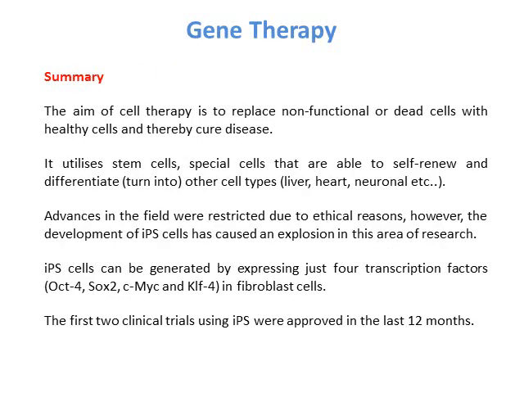So just to summarise then, the aim of cell therapy is to replace non-functional or dead cells with healthy cells and thereby cure disease. It does this by using stem cells, and in particular these pluripotent stem cells, which have the potential to turn into any other cell type. Now, for many years, the use of pluripotent stem cells was really limited due to ethical reasons. You had to get these things from embryos. But the development of induced pluripotent stem cells, the work of Yamanaka, and the expression of these four different transcription factors in fibroblasts has really turned the entire field on its head in these last few years.